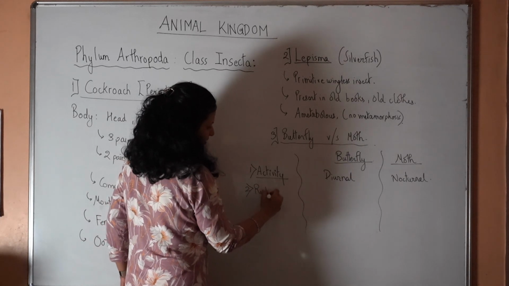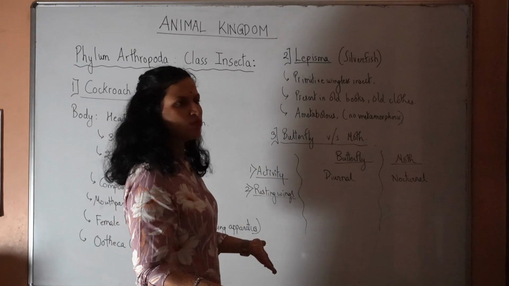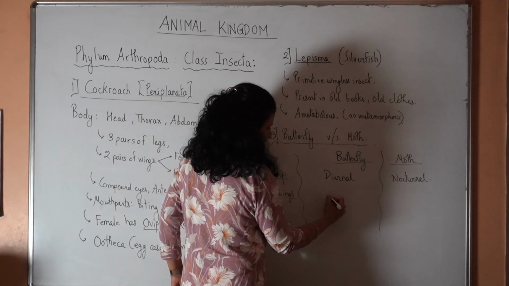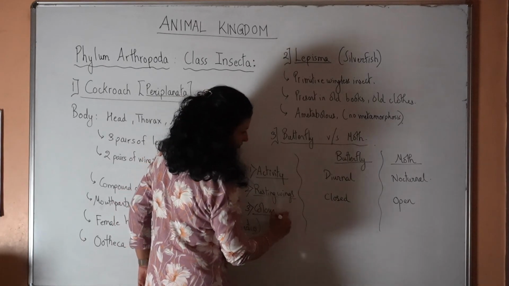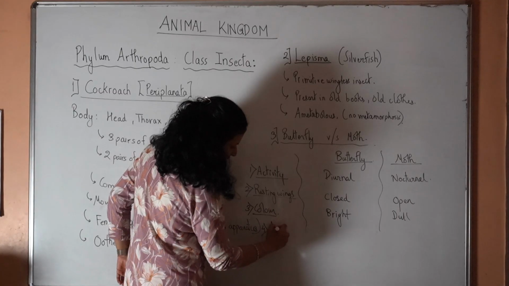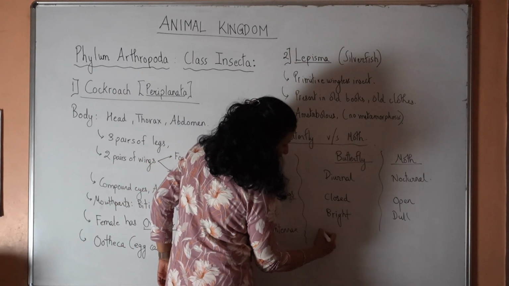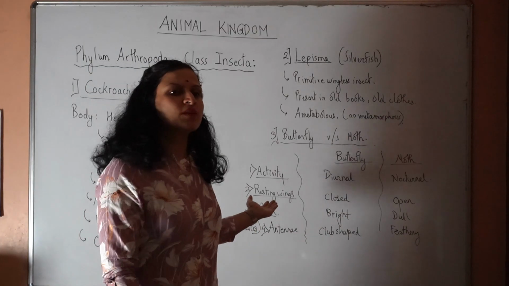Next, resting wings. Have you seen a butterfly when it is resting? Its wings are closed, and for a moth its wings are open. Color for butterfly is very bright, for moth it is dull. Antennae. Both have antennae, but for butterfly they are club shaped and for moth they are feathery. These are differences between the butterfly and the moth.